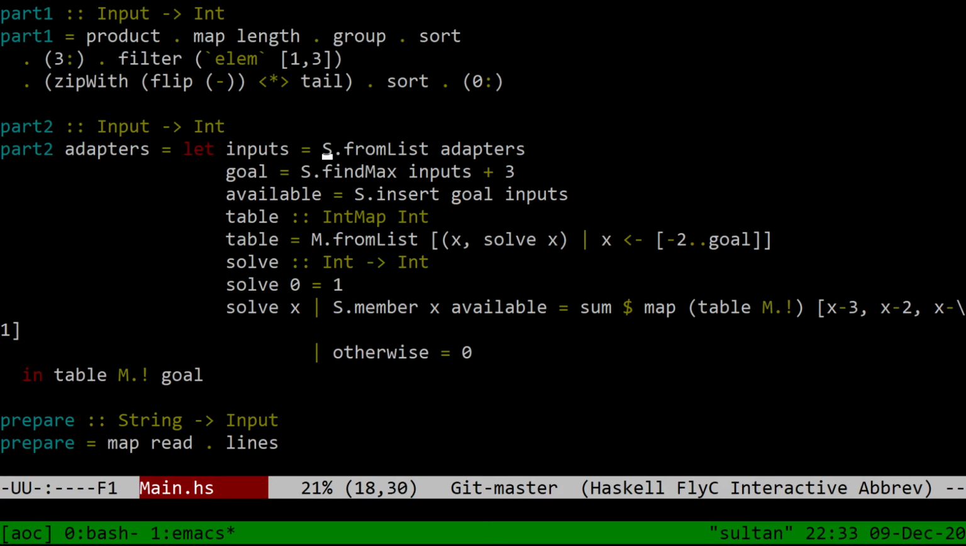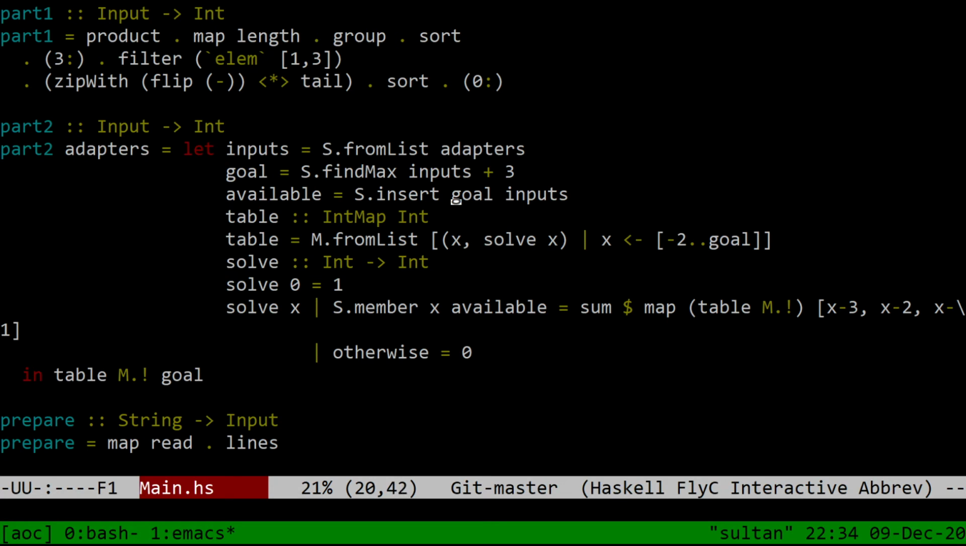The rest is like, okay, well, we have to build a set from the list of adapters because we want to be able to quickly query whether we have such an adapter. And we need to compute the goal, which is to get to the largest one plus 3. And so sets use a tree underneath, so they have find max to tell you the maximum element, and then we just add 3 to that. And then we have this thing available, which is whether it is possible to get to that voltage. Actually, whether it is, because we know it's possible to use every adapter. That was what part 1 had us test.